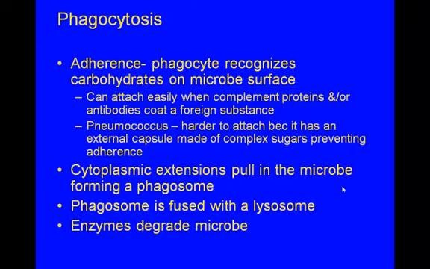They'll actually coat it and make it sticky, so it's easier to grab hold of and pull in. Pneumococcus has figured this out. It's harder to attach because it has an external capsule made of complex sugars preventing adherence, so it can't grab hold of it, which is why when you have pneumonia, you have to get on antibiotics to clear it out of your system. Your own immune system can't clear it out.